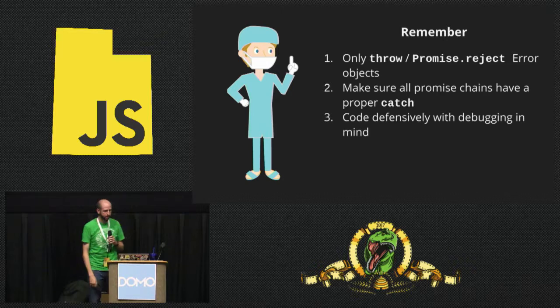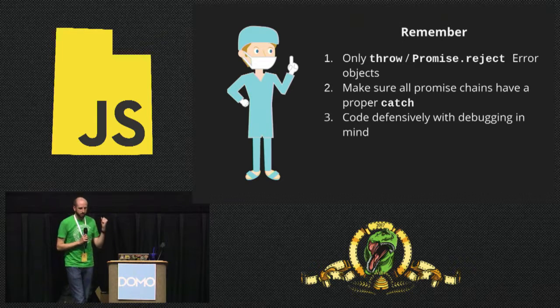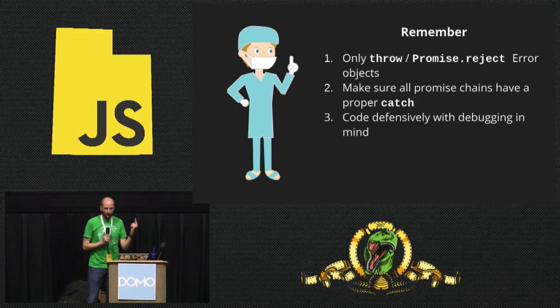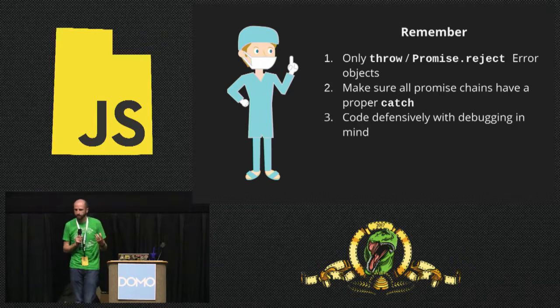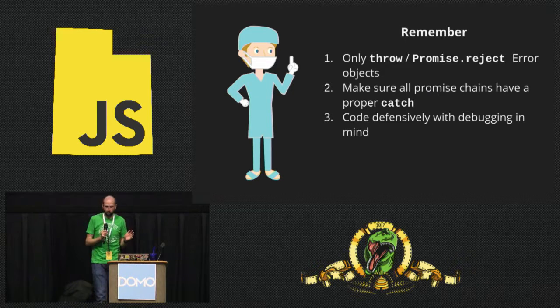So, in closing, I want to go over a few points. First of all, only throw and Promise.reject error objects. Make sure you are doing new Error on your error object. Always do that. There's no reason, unless there's some crazy thing somebody's doing in some framework where they're throwing something that is not an error object for logical flow, which would be really crazy, weird stuff to do. But in any normal sense, you always want to throw error objects.